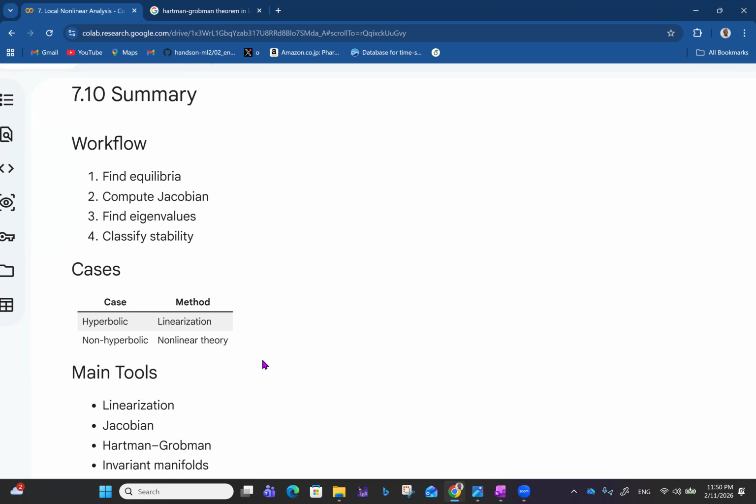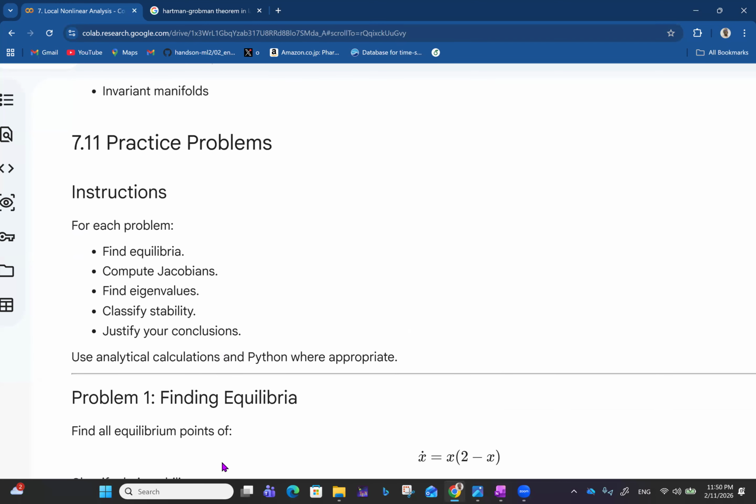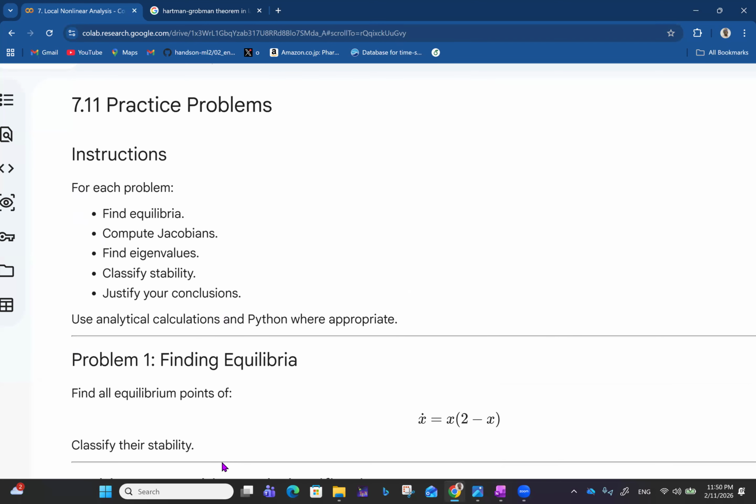And so the main tools we have here are linearization using the Jacobian, and then Hartman-Grobman, which tells us that every linearization you do is an approximation of a complex system as far as there are hyperbolic equilibrium points, right? And then we also have invariant manifolds, which are used to take care of systems that have non-hyperbolic equilibrium points.